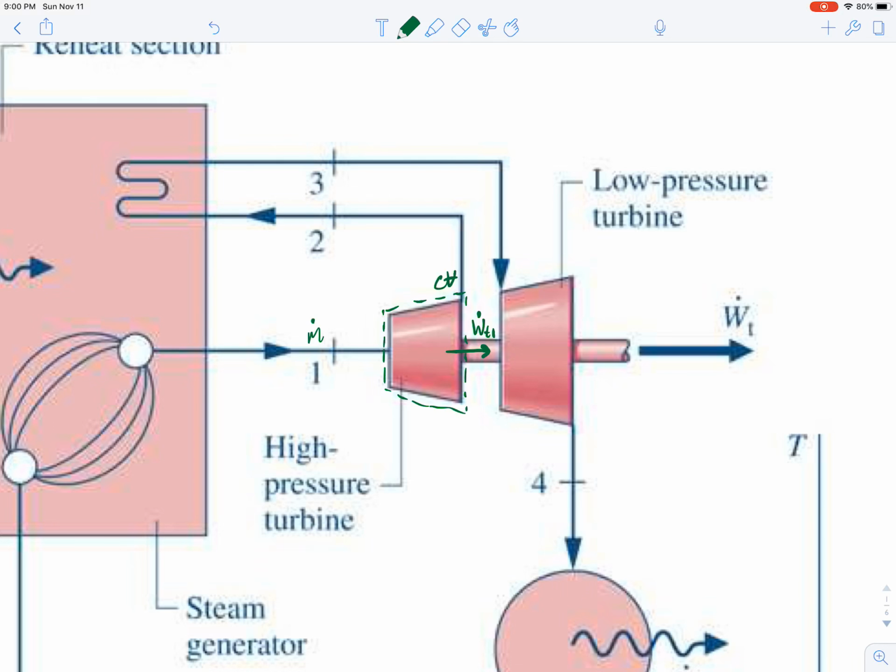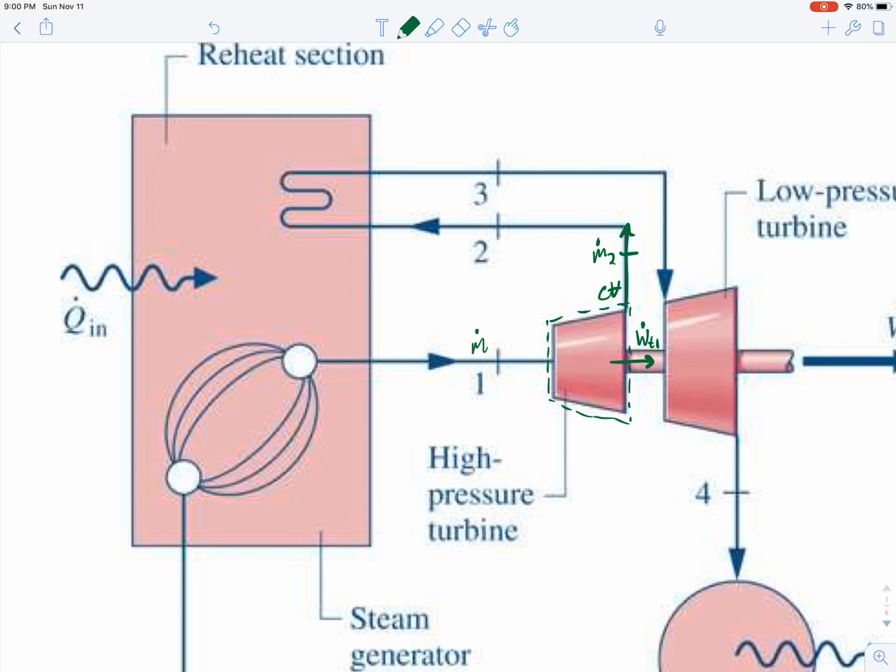Instead of having the exit steam of the high pressure turbine feeding into the low pressure turbine, we have that steam come out. So this is mass flow rate at state 2, and then that feeds back in to our steam generator or our boiler. And this becomes another heat exchanger, if you will. So the fluid goes back into our boiler, our steam generator, as a heat exchanger. It picks up more thermal energy. So we have mass flow rate at state 2 coming in.